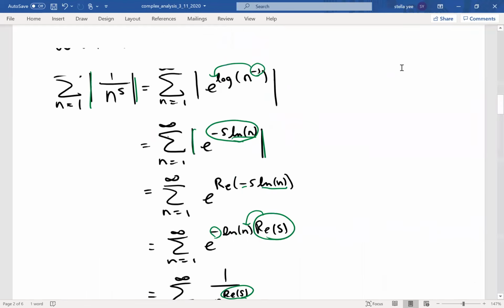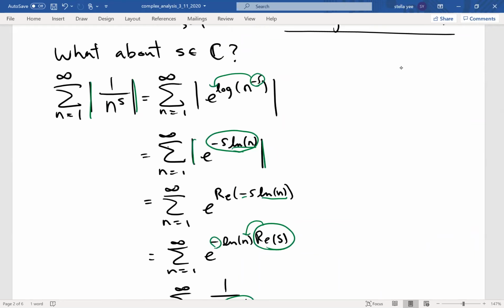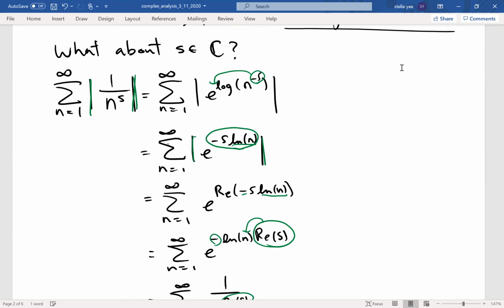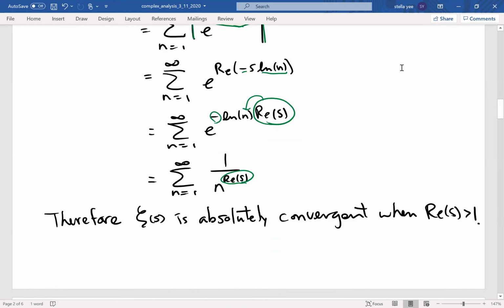Okay. So what I did was I started with the modulus of the zeta function and showed that that was equivalent to looking at the sum of 1 over n to the real part of s. So really only the real part of s contributes to the modulus of this zeta function. And we know when this converges. We know that this converges when the real part of s is strictly greater than 1. We know it blows up at exactly 1.